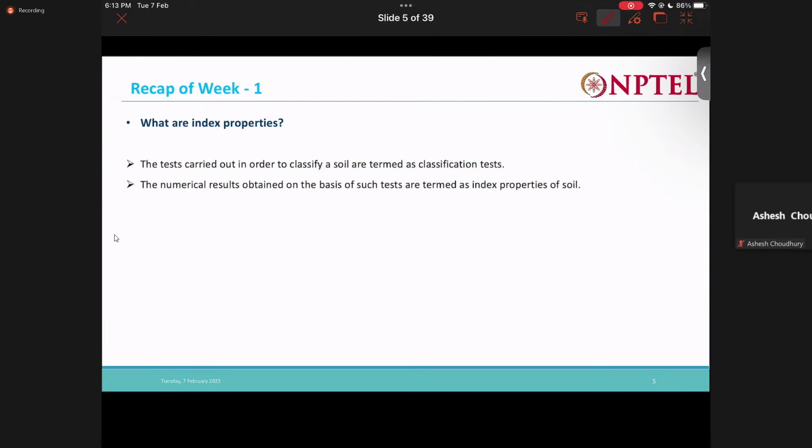Next we have index properties. What are index properties? There are some tests which are carried out to classify a soil. Those are known as classification tests. So in order to classify a type of soil, we need to do some tests. The numerical results obtained on the basis of such tests are termed as index properties. From these tests, we will obtain some numerical values, and those are known as index properties.